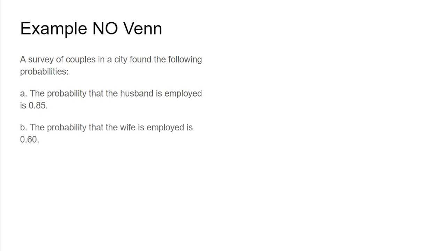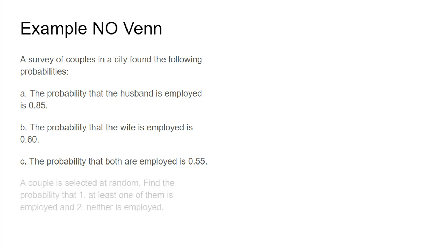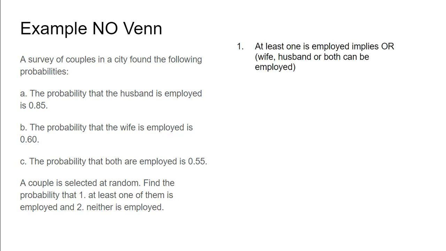So here's an example with no Venn diagram. I have a survey of couples in a city, and found the following probabilities. The probability the husband is employed is 0.85, the probability the wife is employed is 0.6, and the probability that both partners are employed is 0.55. A couple is selected at random, so find the probability that 1, at least one of them is employed, and 2, neither is employed.